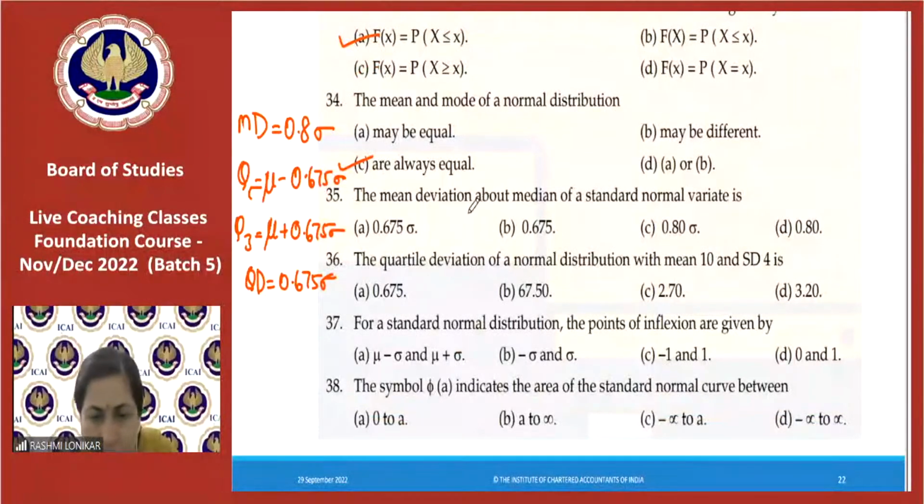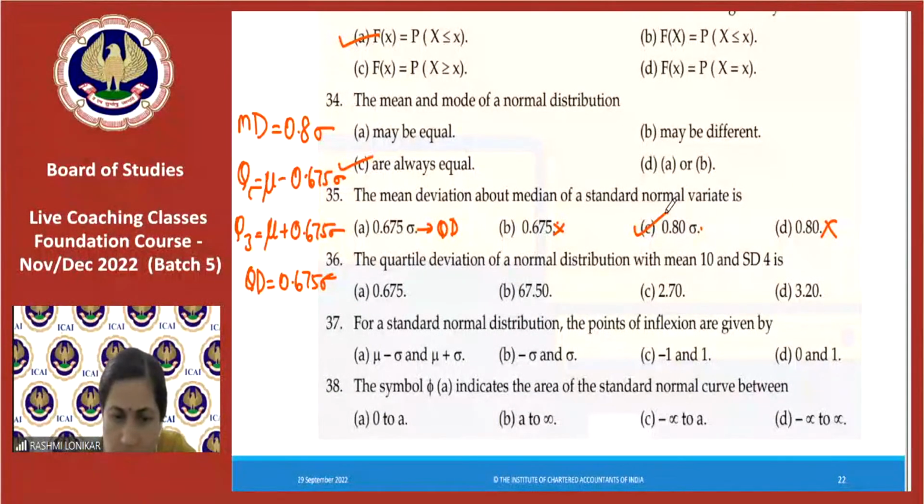So the mean deviation about median will be A, B, C or D. Which of them? This value is equal to quartile deviation. This is just a number, so this is not correct. Then 0.8 is also a number. This is also not correct. So C will be the correct answer, right?